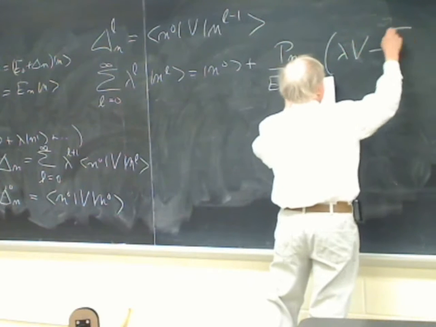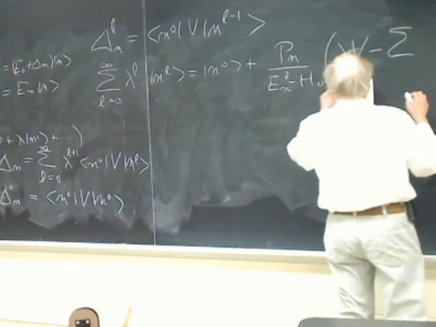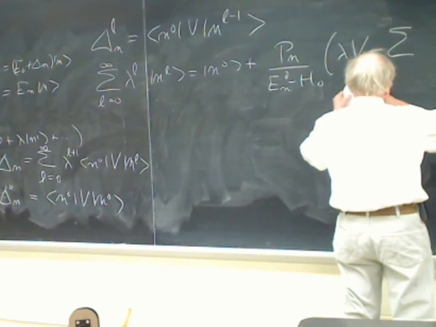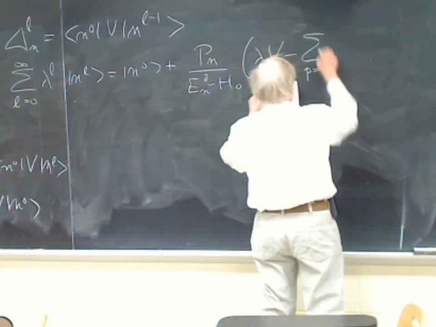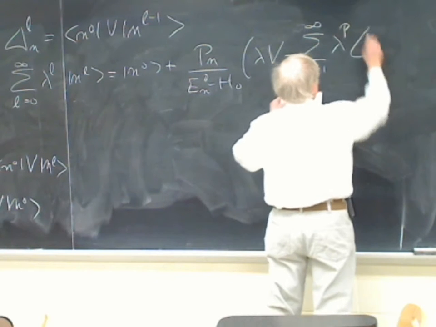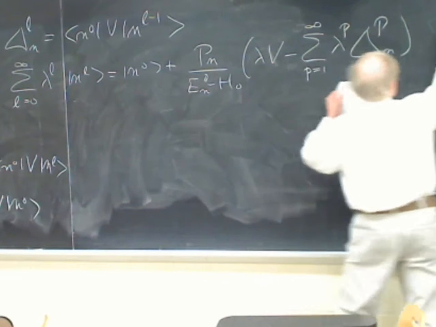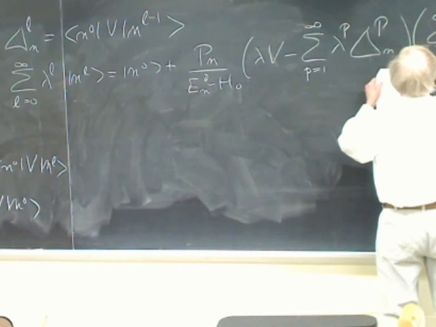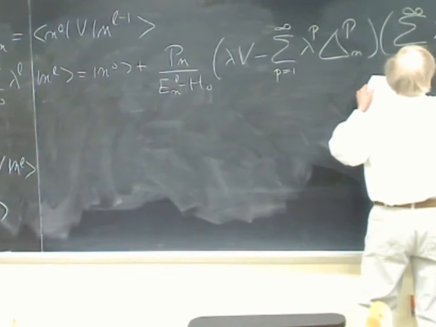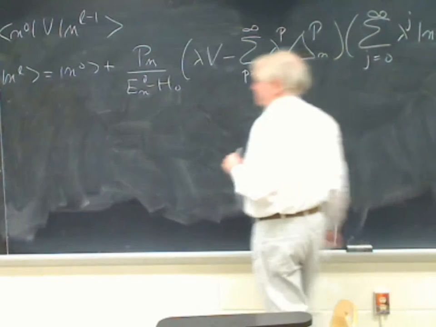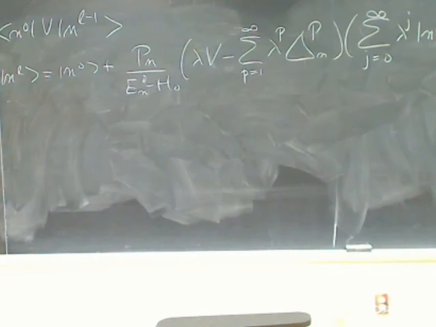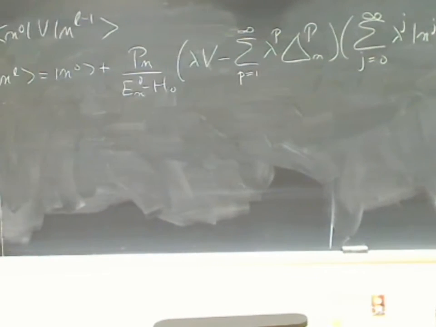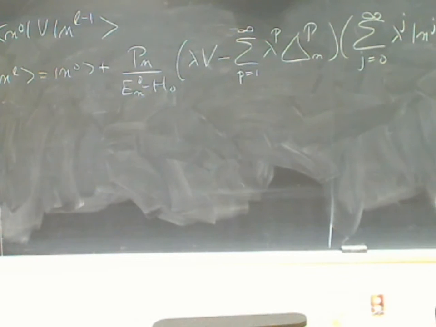lambda V minus a sum. And I see in my notes I switched to L in this term, so let me call that P. P equals 1 to infinity, lambda to the P, delta P n, on sum J equals 0 to infinity, lambda to the J, N_J. Okay, so this is this equation which we checked is okay, gives us the right answer together with these two power series expansions.